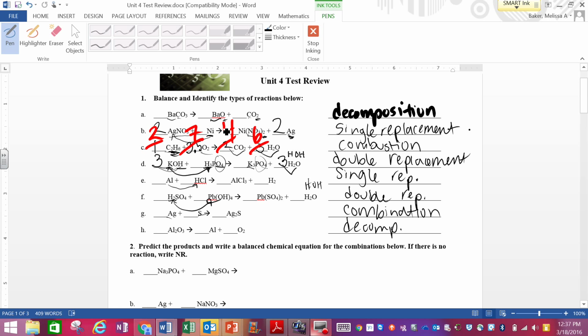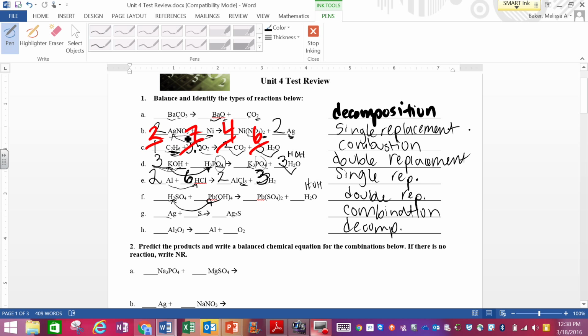Letter E. Cl3, I always say make odd numbers even, so let's double that. Now I've got 6 Cl's, so we need a 6 here. 6 H's, so we need a 3 in front of the H2. And then 2Al, 2Al.